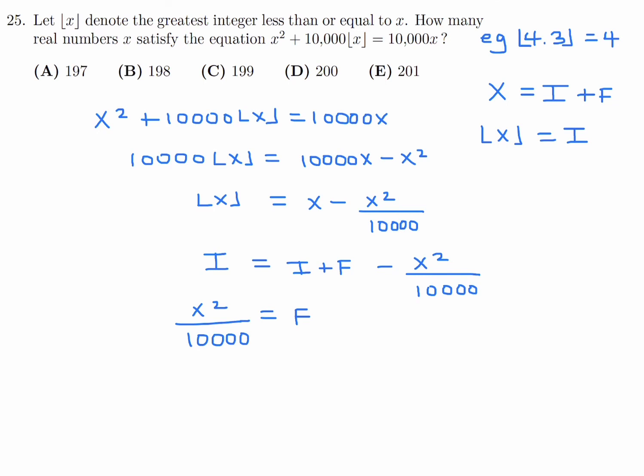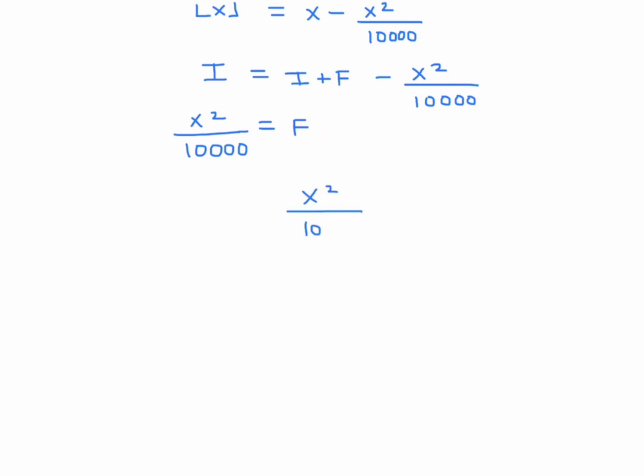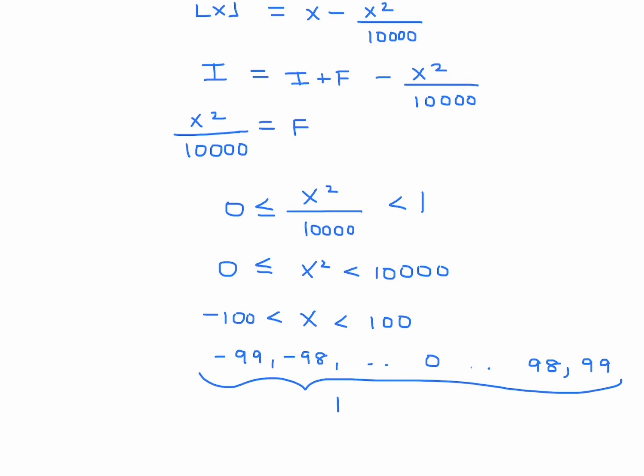Now the fractional part, obviously it's between 0 and 1. So that means that this x squared over 10,000 is less than 1, but greater than or equal to 0. Multiply through by 10,000 and we get x squared is less than 10,000 and greater than or equal to 0. And therefore, x is going to be between negative 100 and 100. And therefore, x could be minus 99, minus 98, and so on, all the way to 0, and then all the way up until 98, 99. Now that gives me, if you count up those integers, 199.